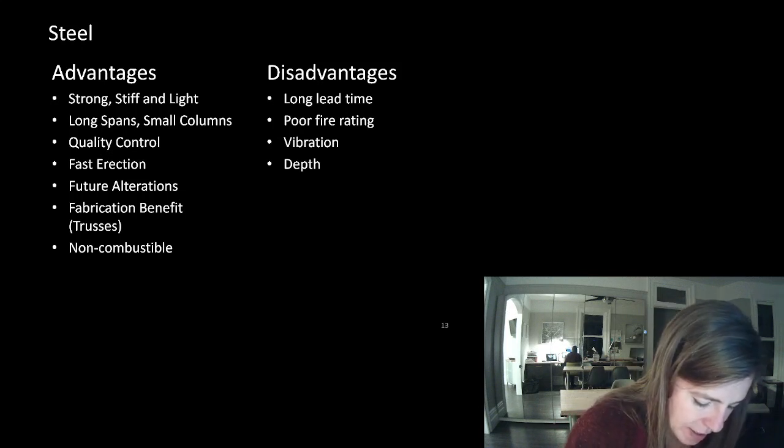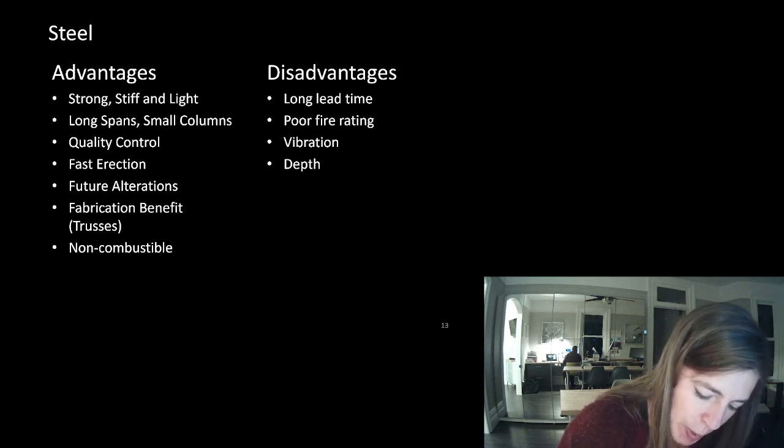So we have deck, and we have joists. I know you guys can't see what I'm drawing, but you'll see it in just a second, I promise.